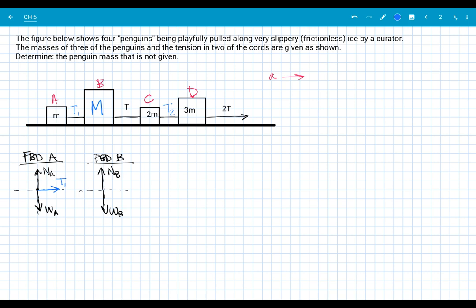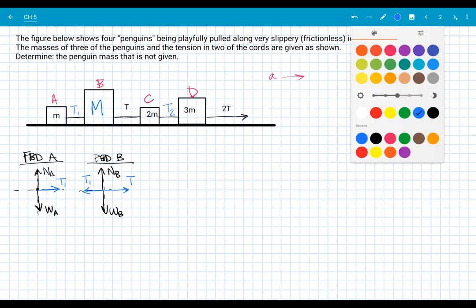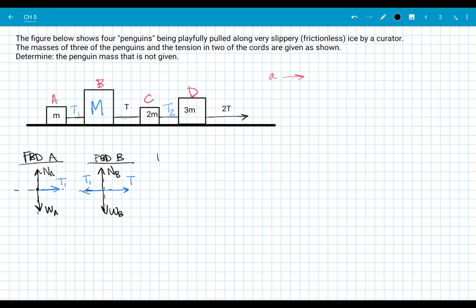So now I'm going to consider the horizontal forces. Those are the ones that we're going to be actually analyzing. For penguin B, we have the tension T to the right, and then we have the tension T1 to the left. And that's it. Those are what's touching penguin B, the surface beneath it, and the two chords. And then we have our one invisible force for B, which is weight. Then we'll look at penguin C.